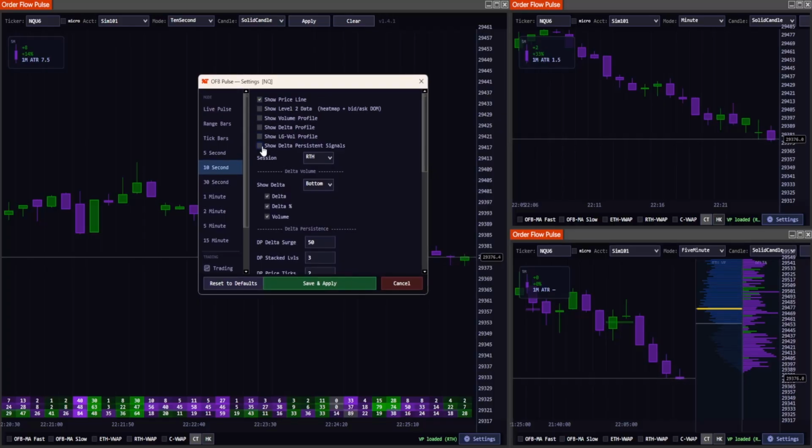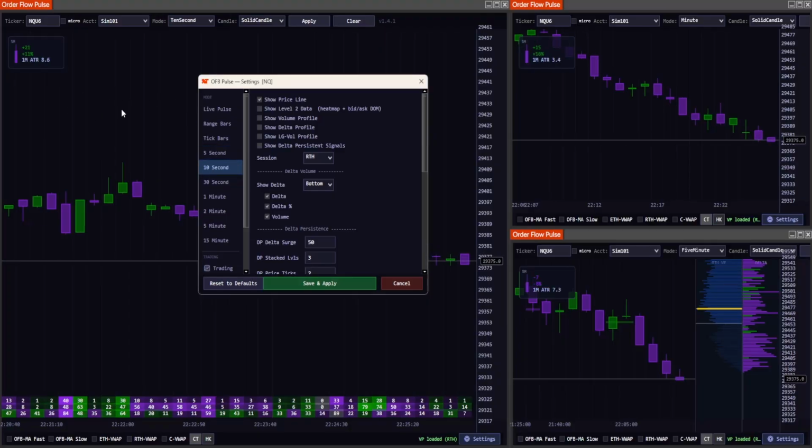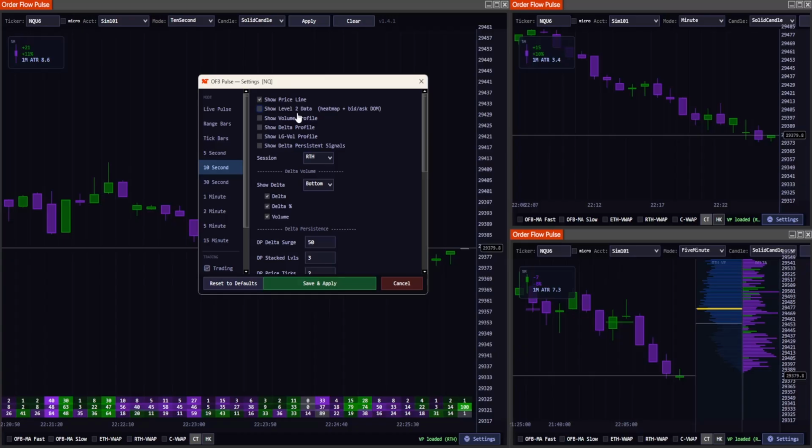You can change it if you want, but right now I'm on a 10-second chart because this is the window. Now, if I open up on a 1 minute, it'll show the 1 minute. What I do is I just show the price line. I don't show level two data. And if you want level two data, show level two data. That's when you're using the pulse map. Show volume profile. I'm not doing that. I'm doing that on the 5 minute, as you can see to the right. So I don't have anything checked here.